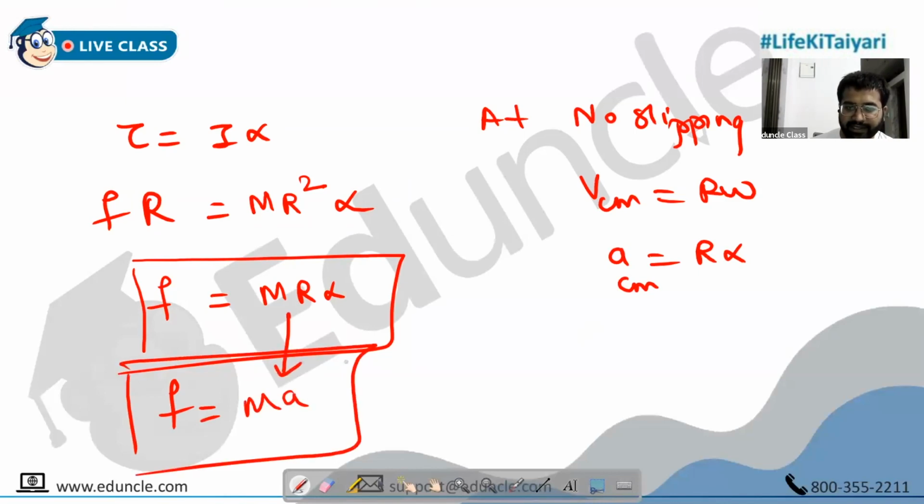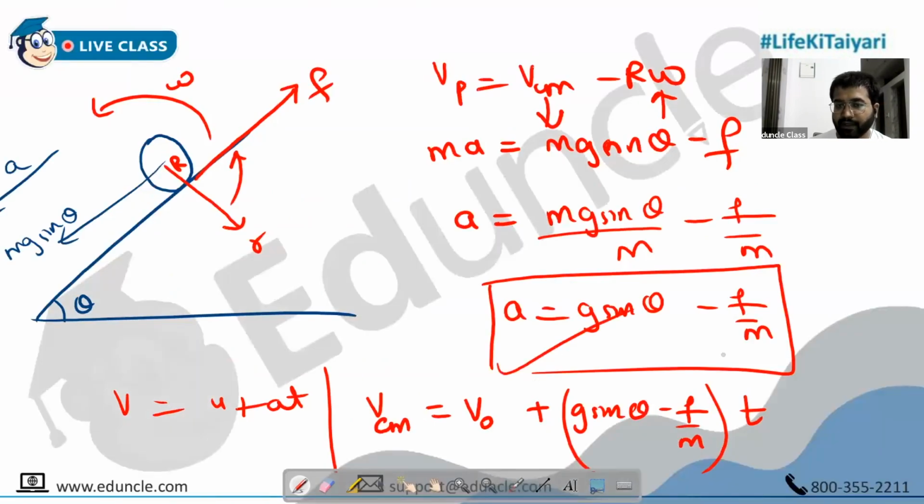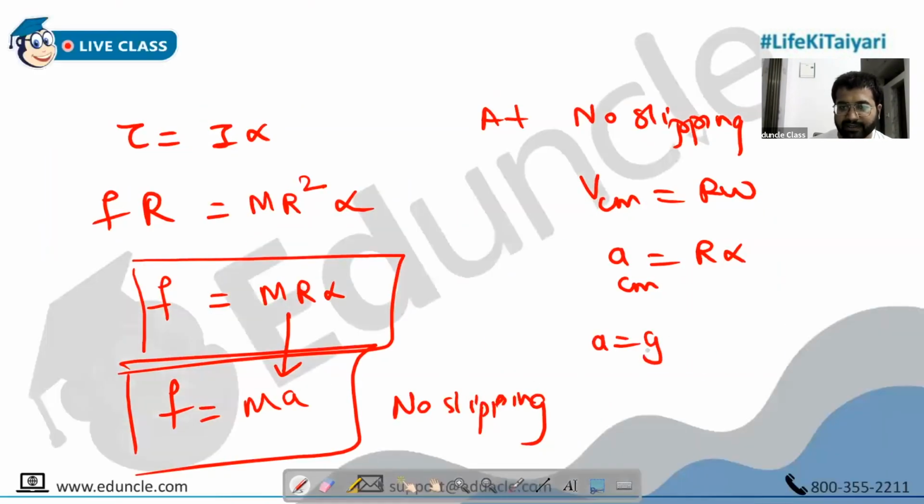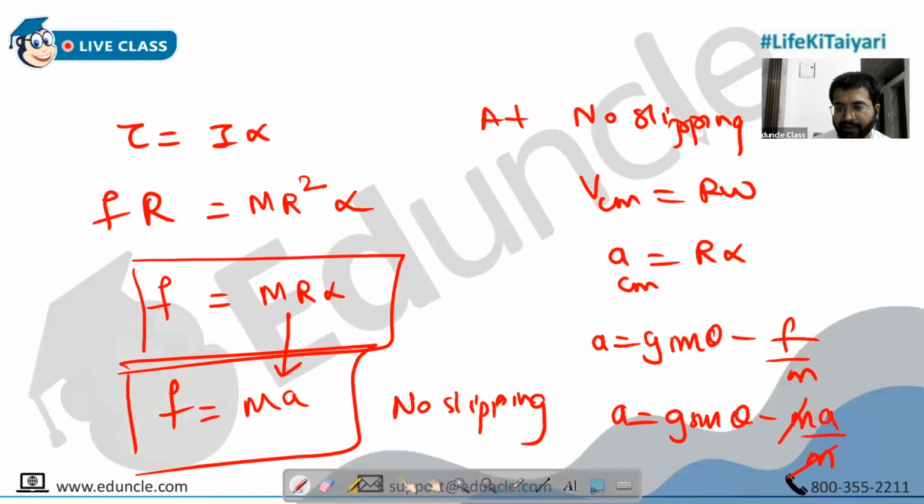I'm using the condition of no slipping. Remember, this happens at no slipping. So R alpha, I have written it as MA. Put this here. So A is g sin theta minus F by M. So A is g sin theta minus MA by M. M gets cancelled. So A is g sin theta minus A. So 2A is g sin theta. We have acceleration as g by 2 sin theta.